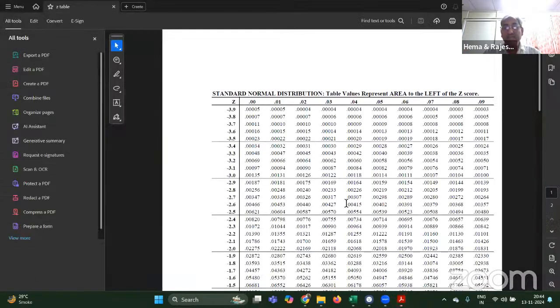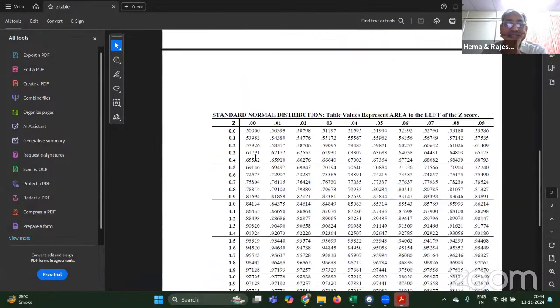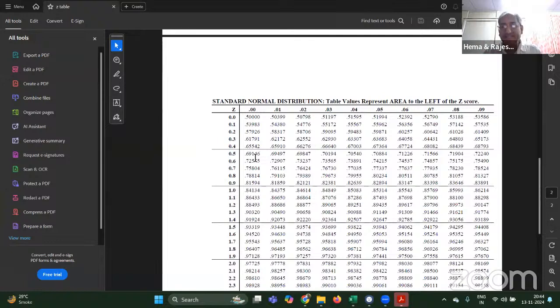Now, the Z table. I am giving an example and then we'll see how we are going to use it. Unlike the degrees of freedom and probability tables, it is not like that. This table is of a different kind. This is the minus side and this is the plus side. Plus is on the right side of the normal curve, minus on the left side.